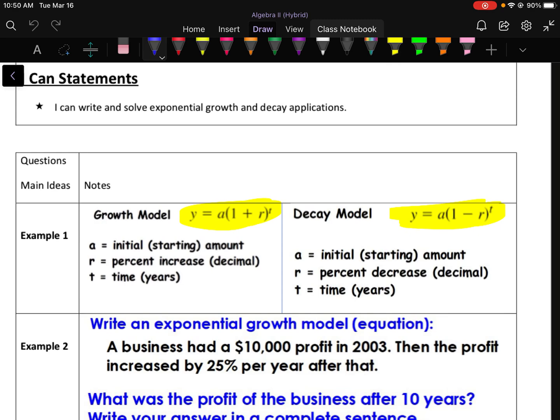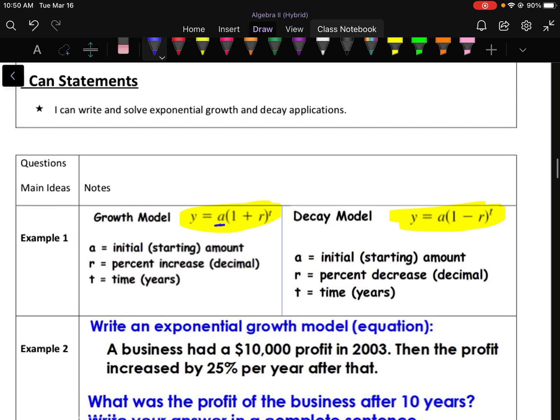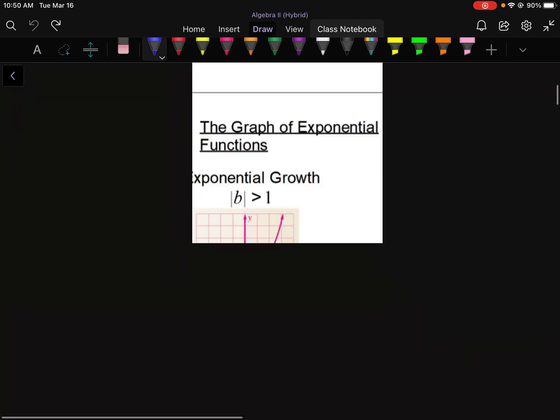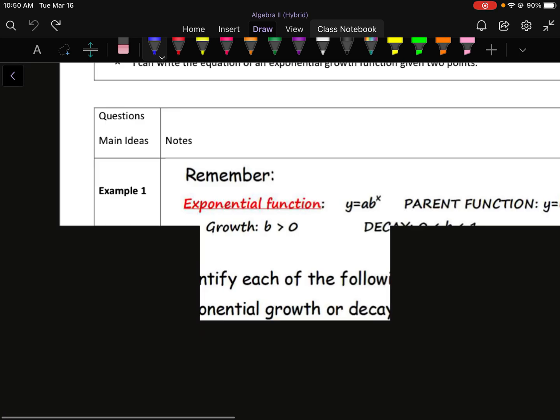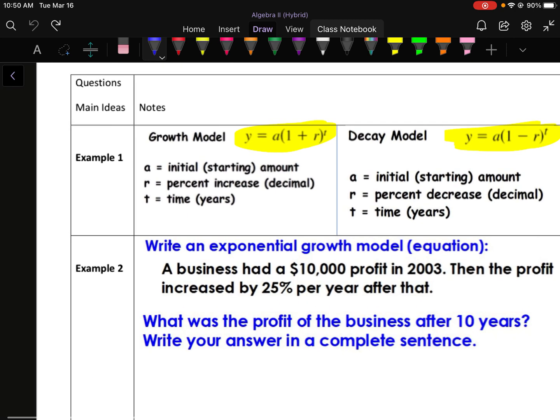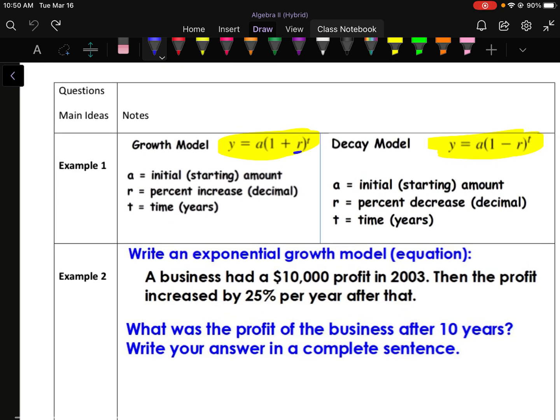So let's start with A. A is just the initial amount, the amount that you're starting with in the problem. R is your rate. It's going to be given to you as a percent, so like 35%, for example. You need to convert that to a decimal before you use it in your equation. And then T is time in years, it says, but it could be days, hours. It just depends on the problem.